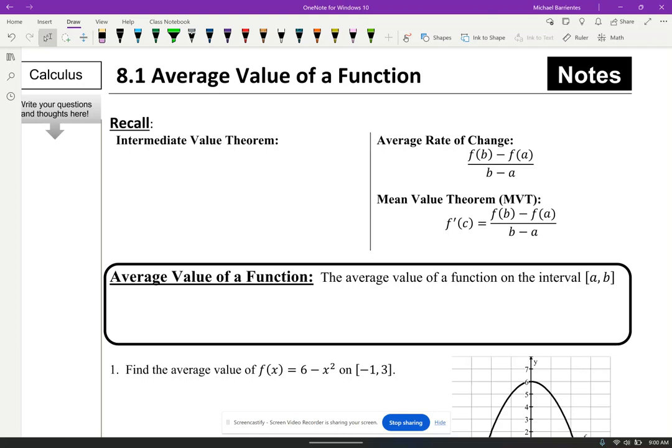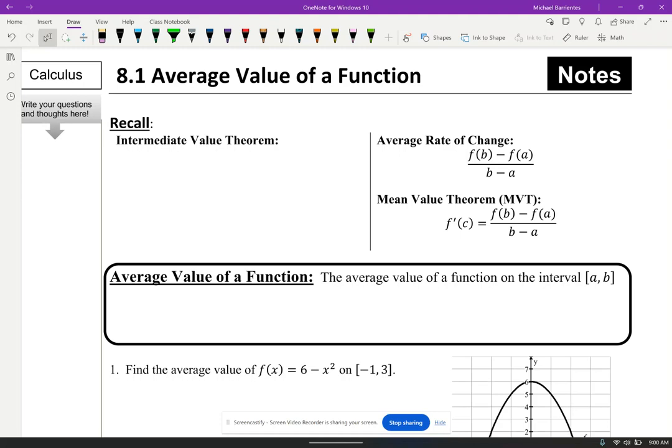Hello, good people. Welcome to the first videos of Unit 8. Unit 8 is going to take us into the application of definite integrals. So all the work that we did in Unit 6 to try to evaluate definite integrals, here we're going to get some uses for why we do that.